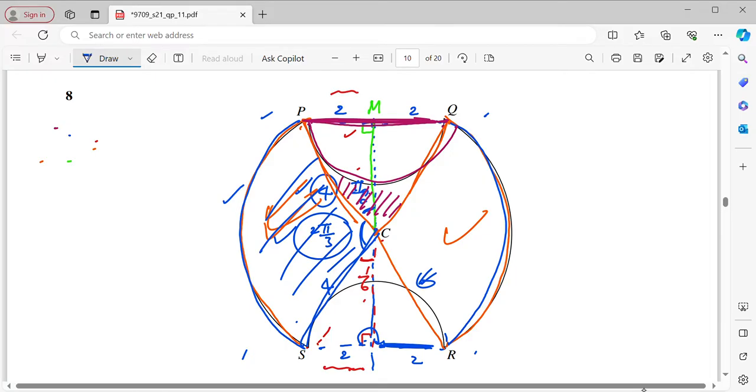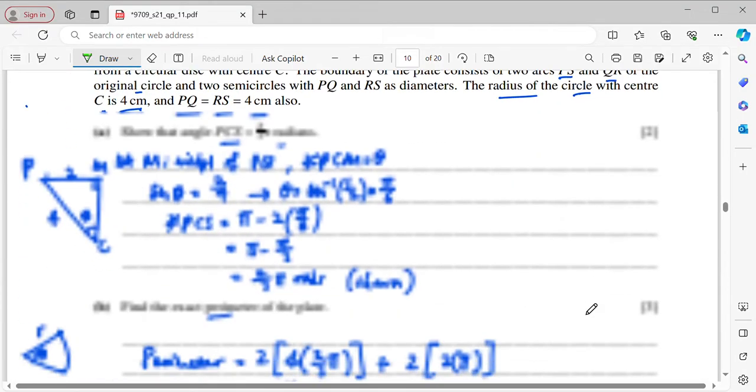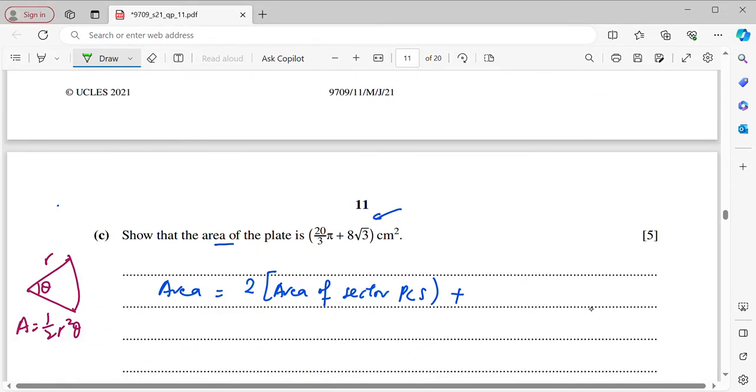Now you have to find the area of the triangle. Basically you want to find this. So you have to find the area of triangle PCQ minus the area of the semicircle. That will be the total area. So I will write over here, it will be plus, or it will be 2 times. So everything times 2. So 2 times the area of triangle PCQ minus the semicircle.